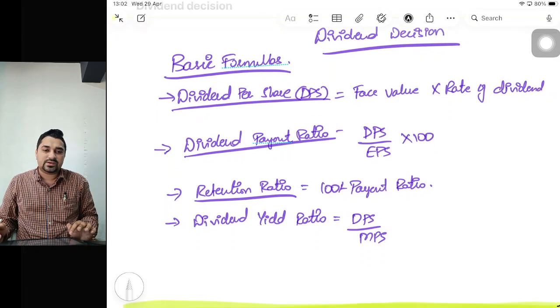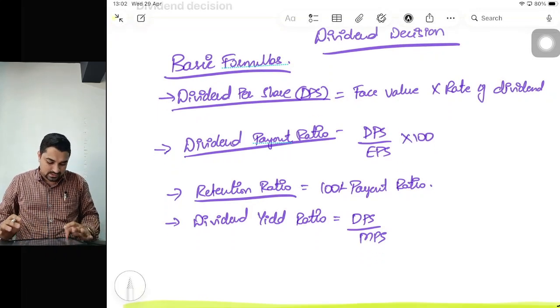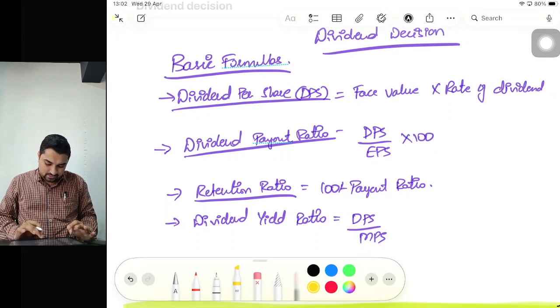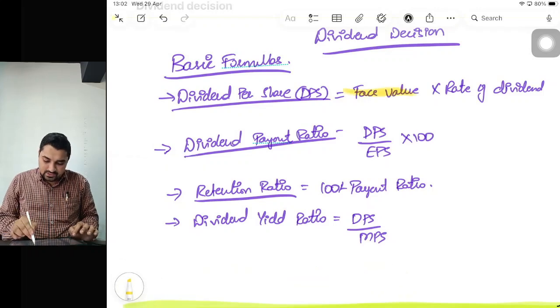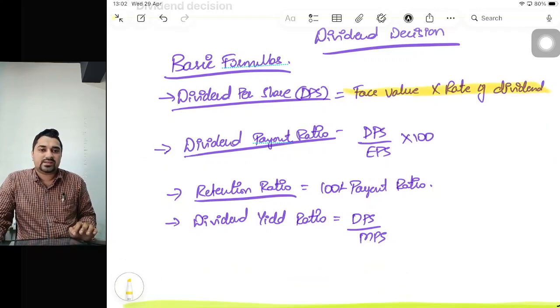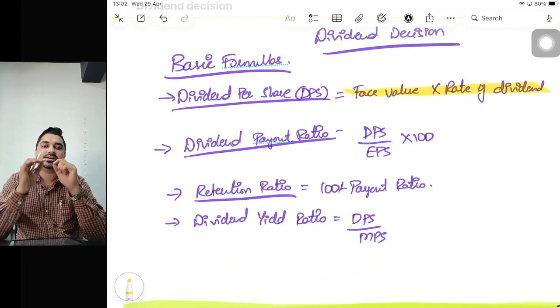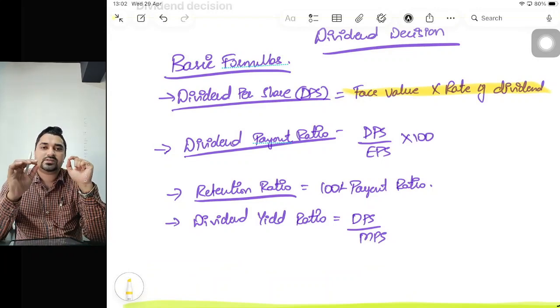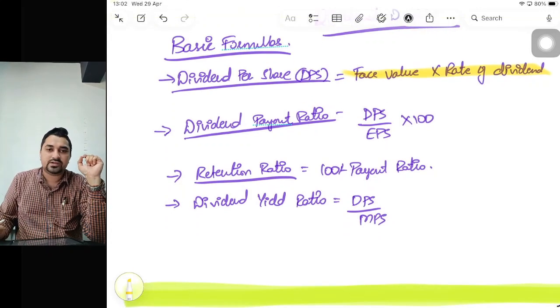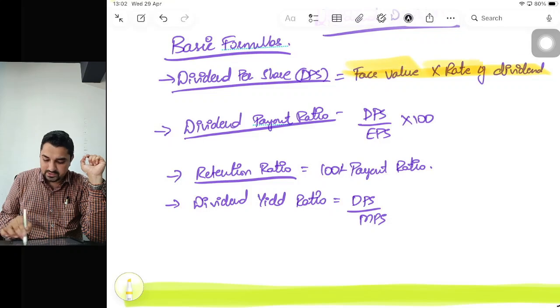To start with, dividend per share. What do you mean by DPS? Dividend per share is determined by the formula face value into rate of dividend. Whenever we say the company has declared 5% dividend, 10% dividend, 15% dividend, dividend is always a percentage of face value. Remember, dividend is always a percentage of face value. So the formula for DPS is face value into rate of dividend.